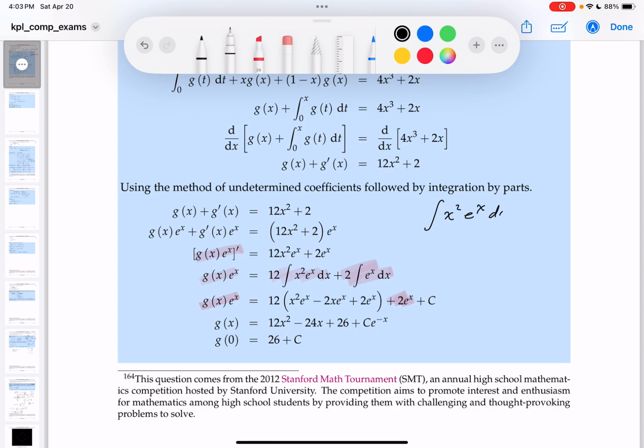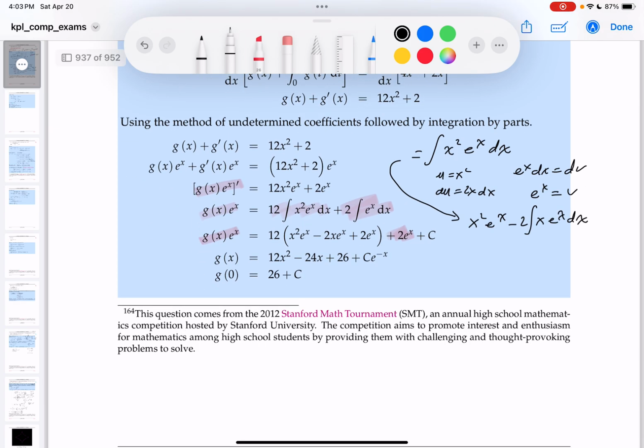x squared e to the x dx. I'm going to use u is x squared, and that means du is 2x dx. e to the x dx equals dv, and then e to the x equals v. Integration by parts, by the way. Put this over here. That's going to be x squared e to the x minus the integral of 2x e to the x dx. Got to do integration by parts again, by the way.